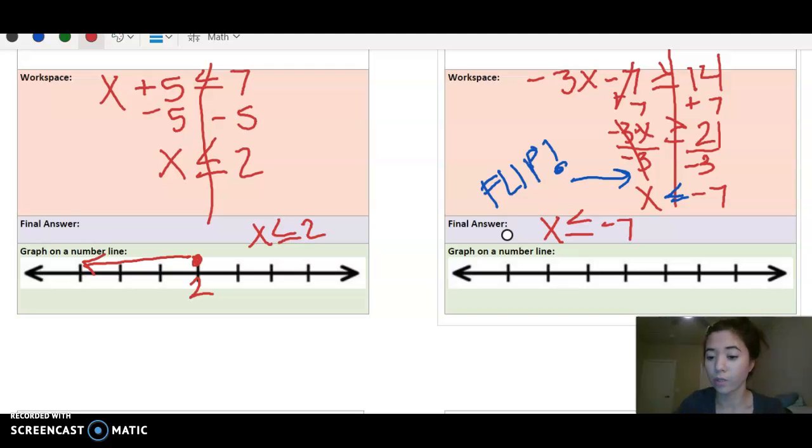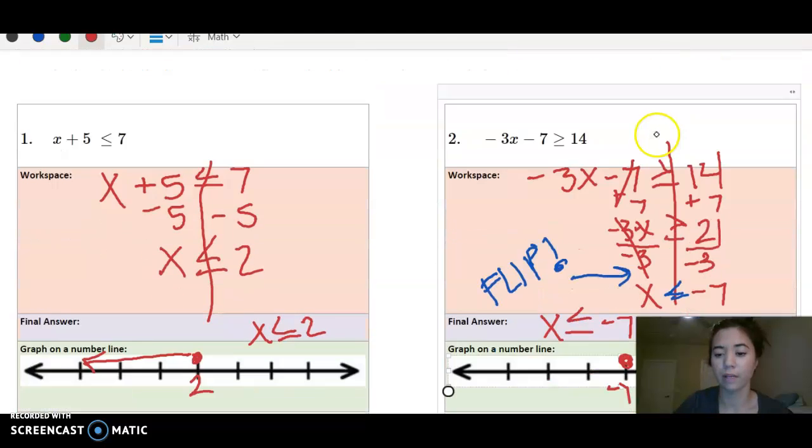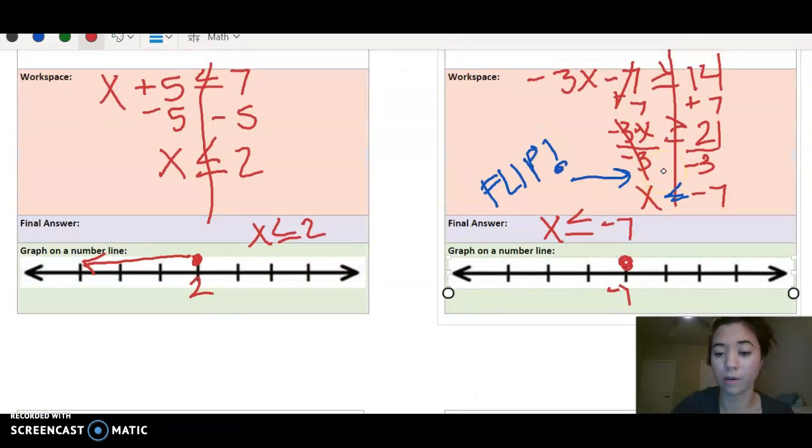Again, it's the or equal to, so that means it's going to be a closed-in circle because it includes negative 7. So I'm just going to start at negative 7 and fill it in. X is less than, so that means x is all of the numbers smaller than that, which are to the left.